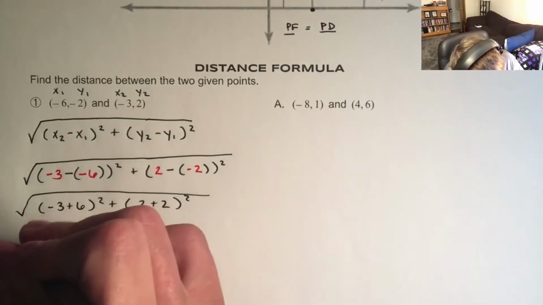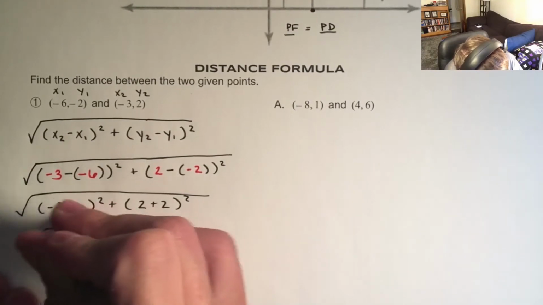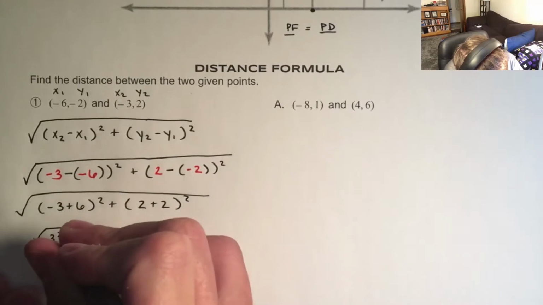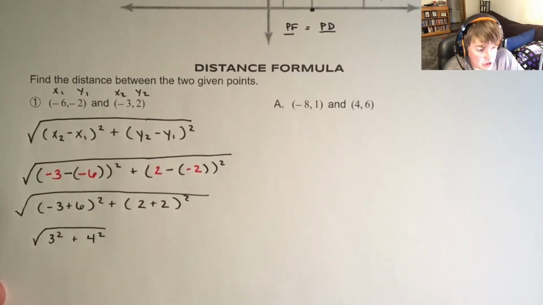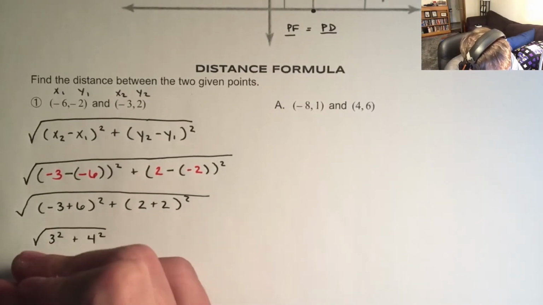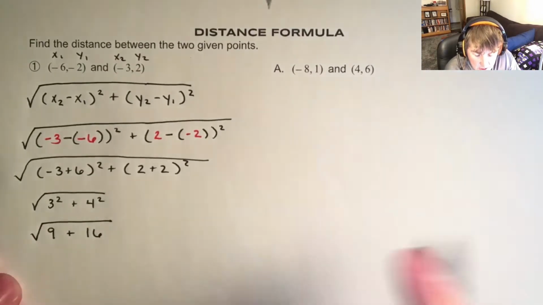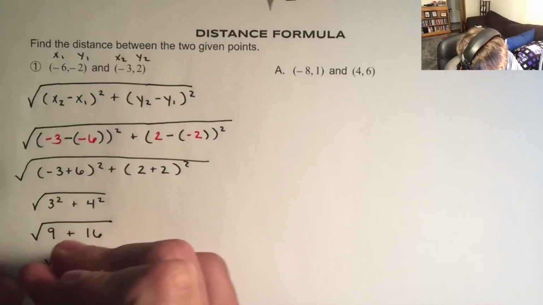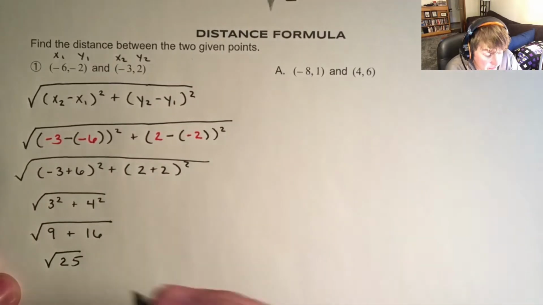Okay, and so then we can say that this is 3 squared, since -3 and 6 is +3, plus 4 squared, since 2 and 2 is 4. Now I just need to know what 3 squared is, which is 9, and 4 squared, which is 16. And then lastly, 9 plus 16 is 25, and the square root of 25 is 5.